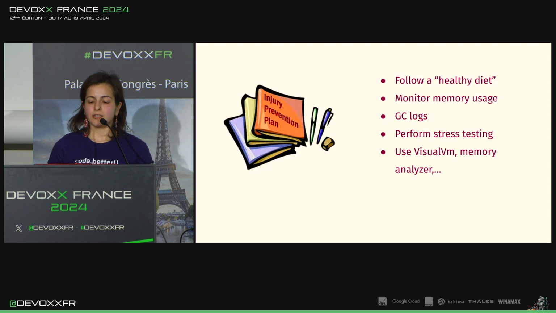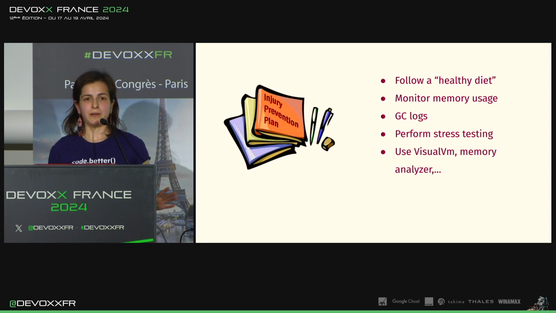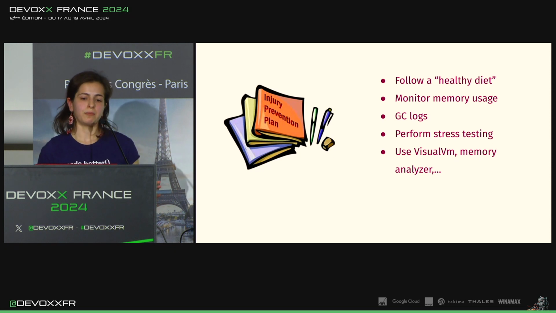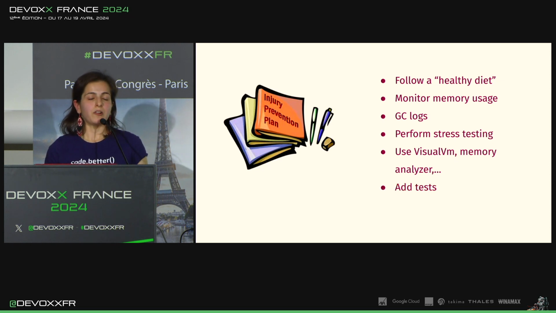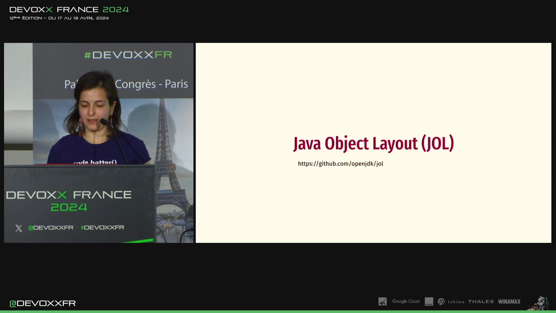Use tools like VisualVM, Memory Analyzer. These are free tools. There are also paid ones, like, for example, Flight Recorder and so on. There are many on the market. You can choose what suits you best, but you probably need to use one to keep control of your memory usage. And another simple thing that we all can actually do, we can add some tests, like unit tests.